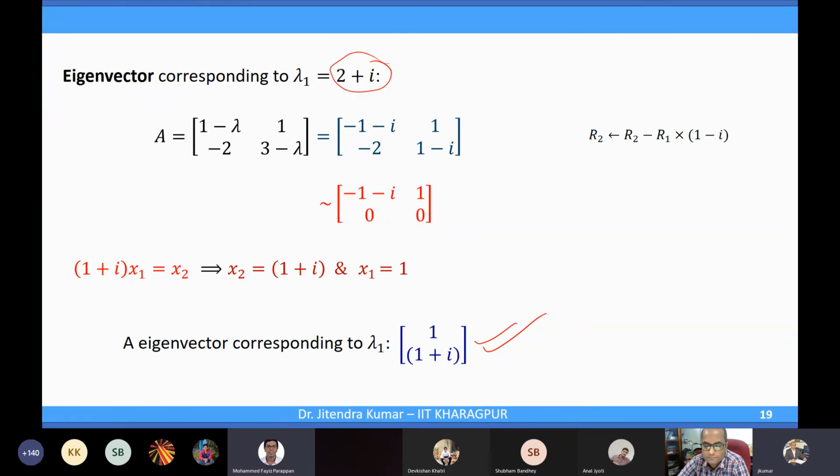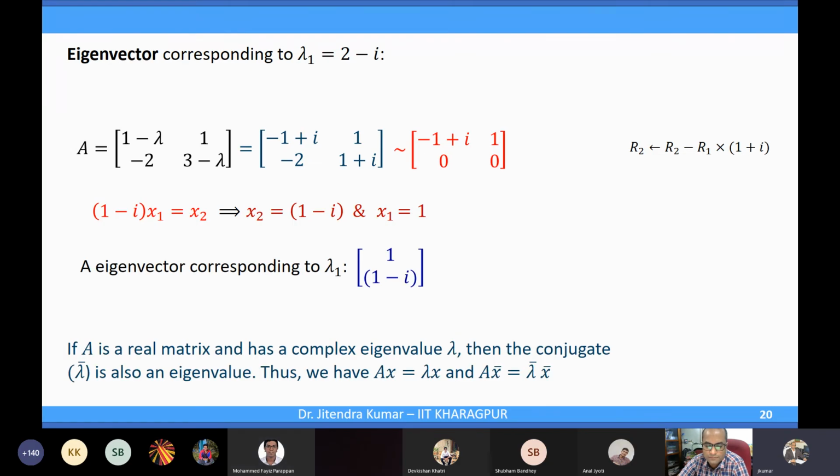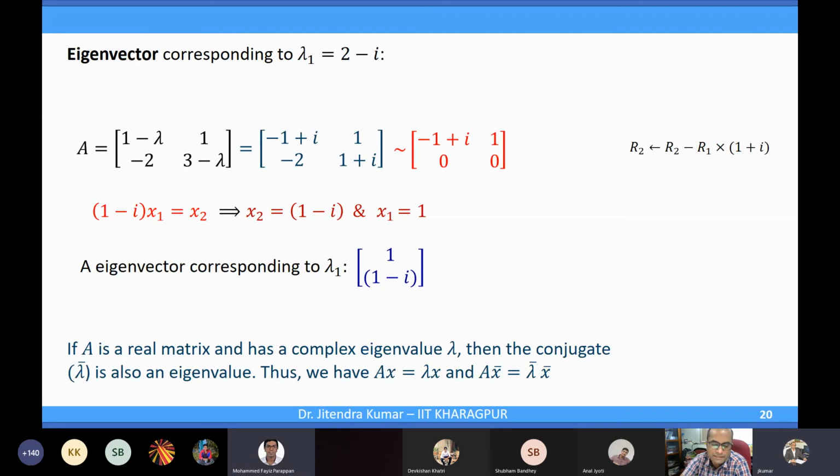So this we can also write as 1 minus I and 1 also. You multiply by some number. So for 2 minus I, 1 plus I comma 1. 1, 1 minus I I am getting. Yes, sir, 1 plus I comma 1. Yes, same. So if A is a real matrix and has complex eigenvalues, then the conjugate is also an eigenvalue. You should note that down.